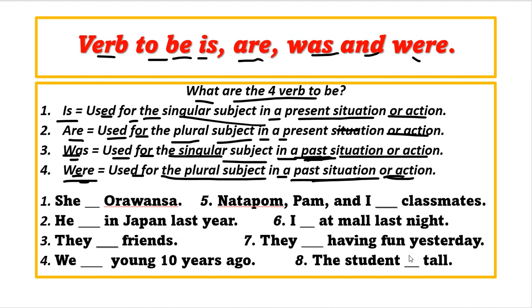Okay, next, number 8. The student, blank, tall. Here we don't have any expression of time showing that this is in the past, and the student is only one, without an s. So what do you think the answer is? Is. The student is tall. Very good. So that is how we answer these. This is our review for the verb to be: is, are, was, and were.